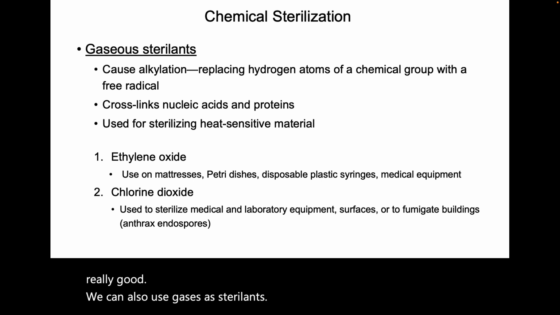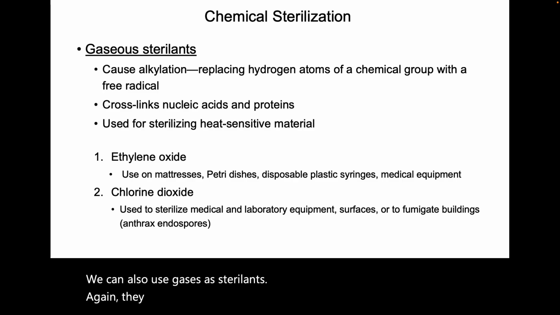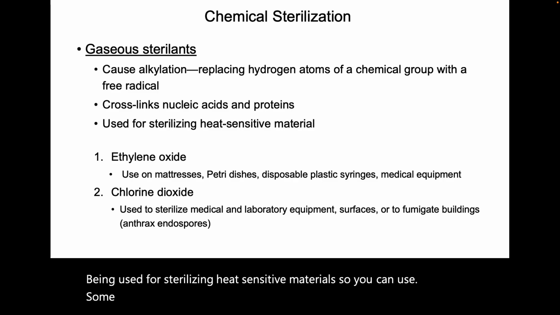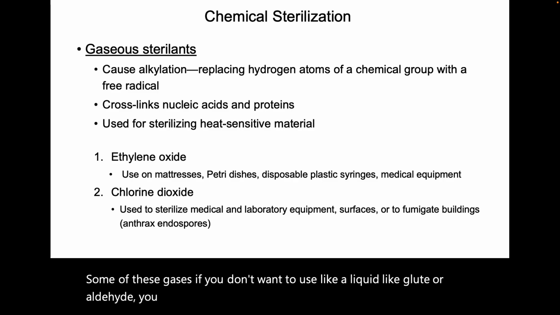Again, they work with nucleic acids and proteins. They're very good at being used for sterilizing heat-sensitive materials. So you can use some of these gases if you don't want to use a liquid like glutaraldehyde. You can use things like ethylene oxide, like for a mattress.